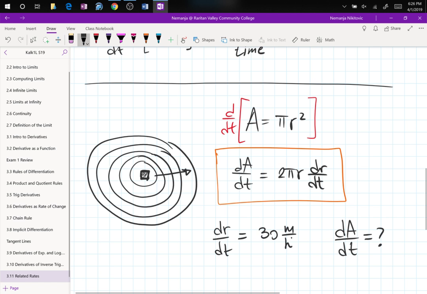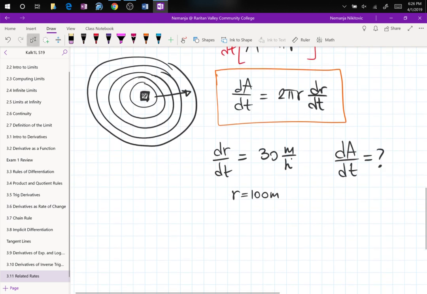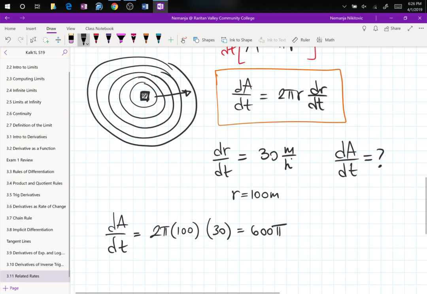How fast is the area of the patch increasing when the patch has a radius of 100 meters. Radius, 100 meters. Great. I have everything for my formula. I am looking for dA/dt, so leave it alone. 2 times pi times 100 for the radius times 30. This is 600 pi. Of what? Potatoes? It's meters squared per hour. Meters squared per hour. And that's the answer.